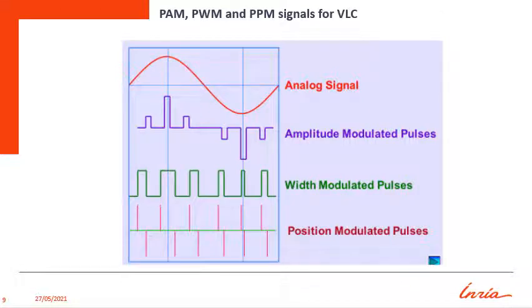For example, a slower pulse position modulation, also in this case with a high modulation index, for example, an 8 or a 16 PPM.